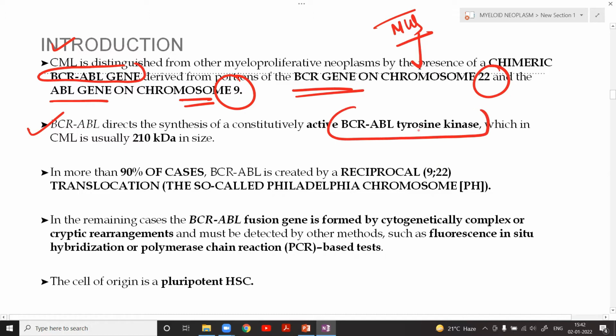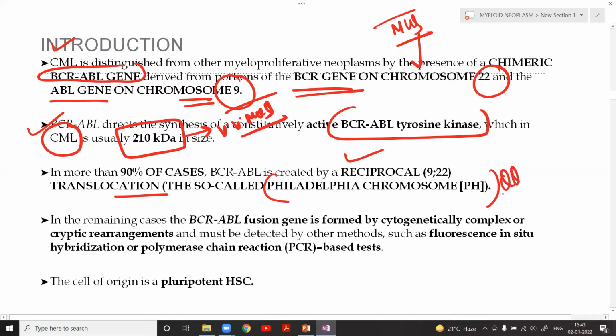So the gene is the BCR-ABL gene that is encoding an enzyme called BCR-ABL tyrosine kinase, which in CML, remember, is 210 kilodalton. Very, very important MCQ. It is 210 kilodalton in size. Now, in 90% of the cases, the BCR-ABL fusion gene is created by the reciprocal 9;22 translocation, the so-called Philadelphia chromosome, also an important MCQ.